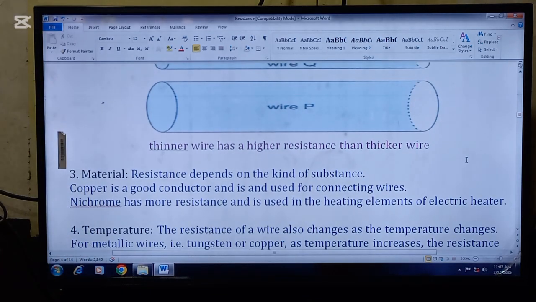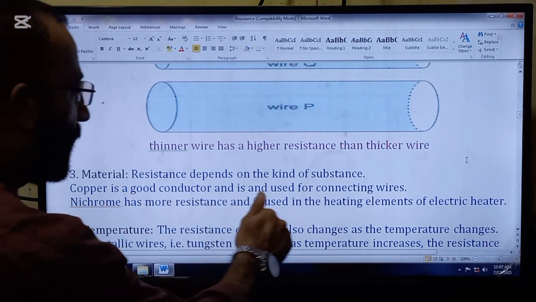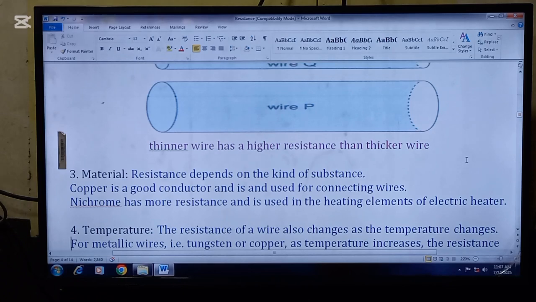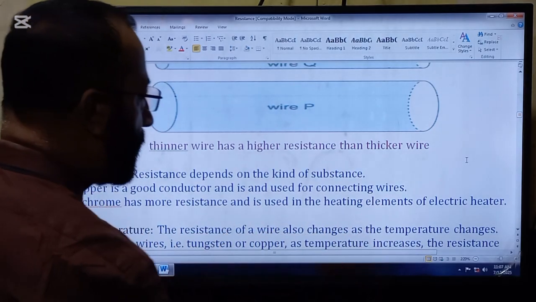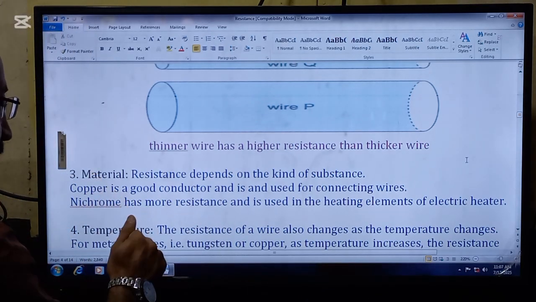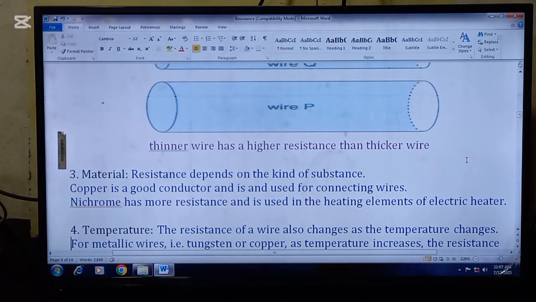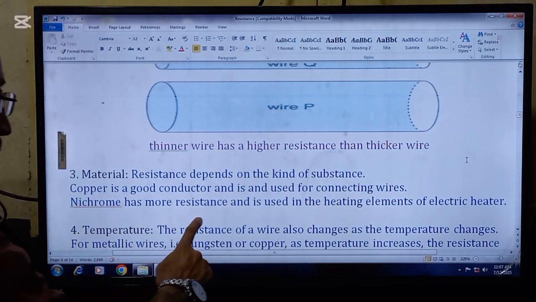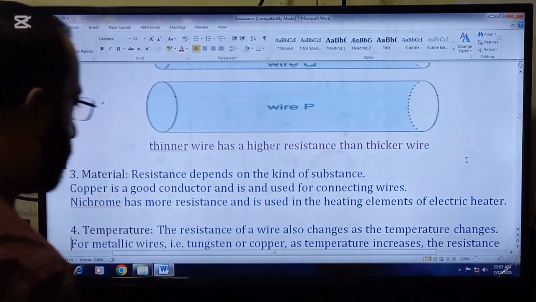The next thing that we are going to read as a factor that affects the resistance is the material. So resistance also depends on the material. Resistance depends on the kind of the substance. Copper is a good conductor and is used for connecting wires because it has less resistance. Whereas nichrome has higher resistance and is used in heating elements of electric heaters.